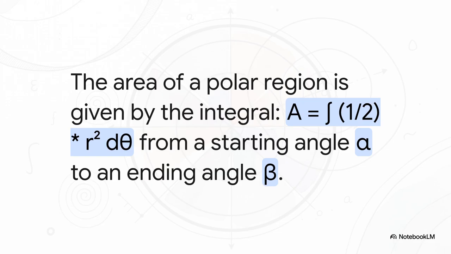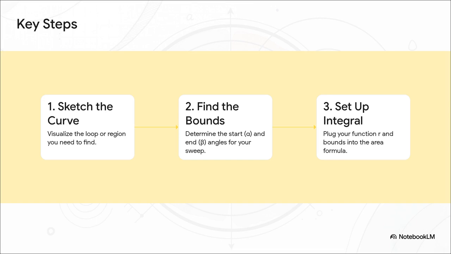That's it. Now, a formula is great, but how do we actually use it? Well, it's a simple 3-step game plan. Seriously, if you do these 3 things every time, you'll be golden. First, you have to sketch the curve. You need to see the area you're trying to find. Second, you find your bounds. Where does the sweep start and where does it stop? And third, you just plug your radius function and those bounds into the formula and solve. Let's see it in action.